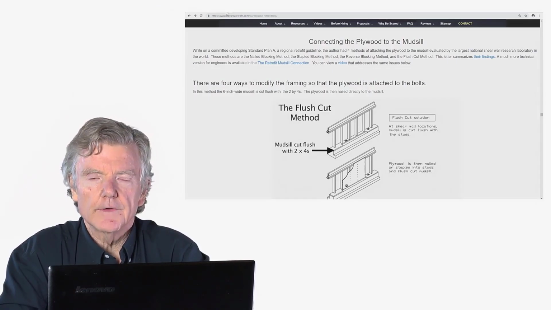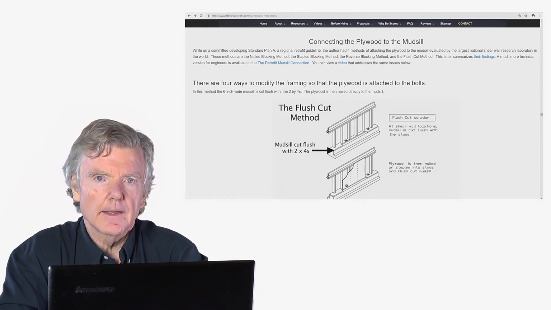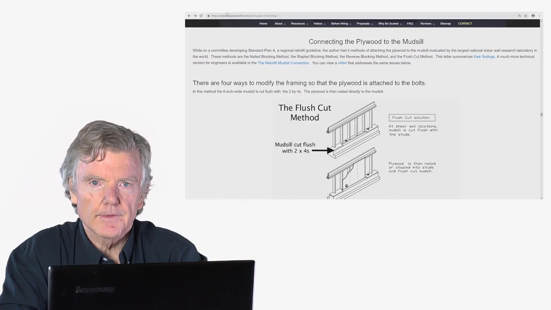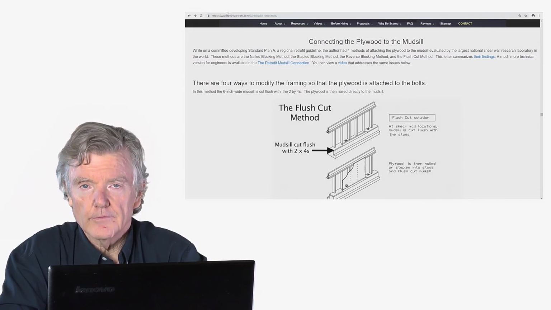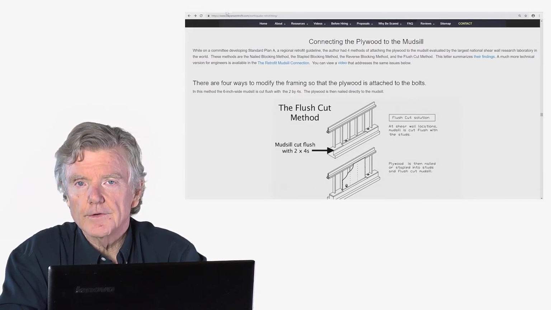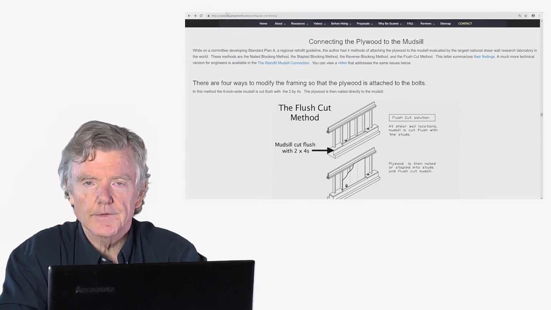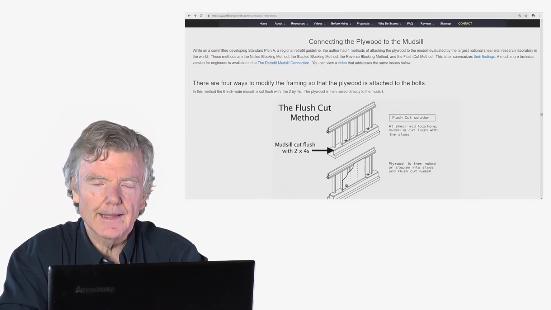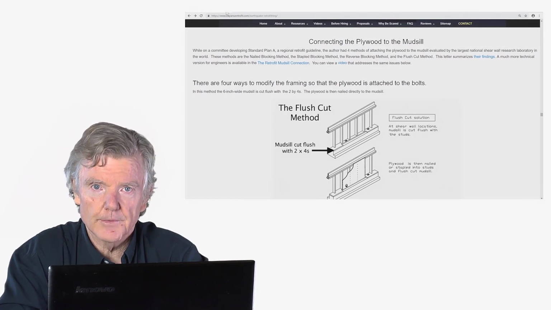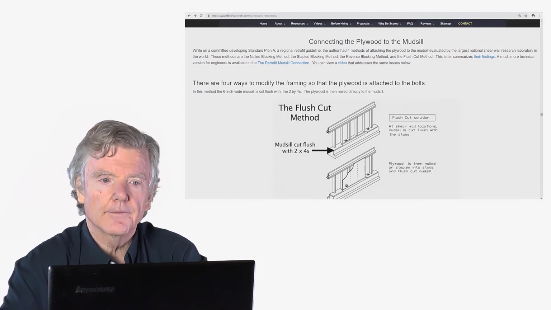Now I would like to go over connecting the plywood to the mud sill. This is a critical connection. There's lots of ways to do it. Some are not very good. Some of them are quite good, and when you're talking to your contractor, you really want to make sure that he's doing the best one he can. This is a failure point, a pretty serious failure point, and we'll go over that right now.